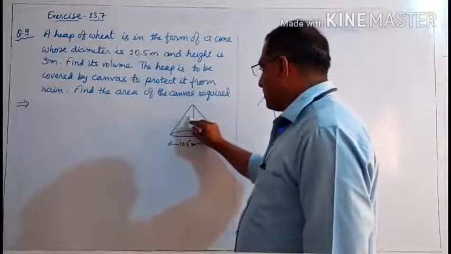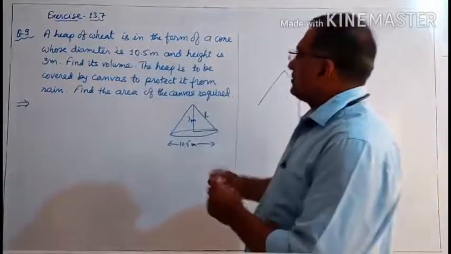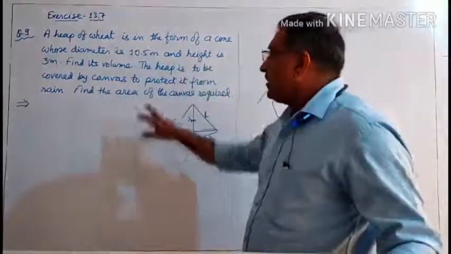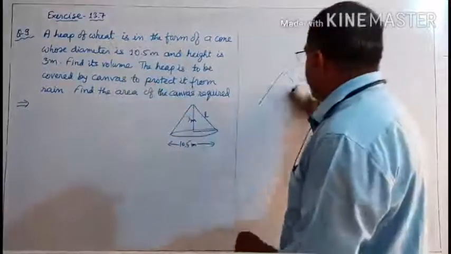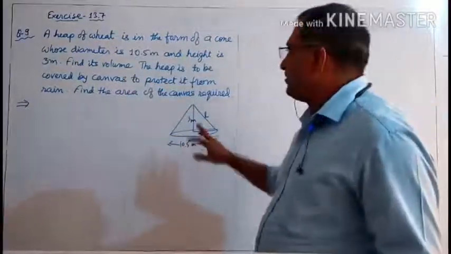And the height is 3 meters. The slant height is not given. So that is the heap of wheat given. Now we have to find its volume. For volume we need the radius and height, which are given.